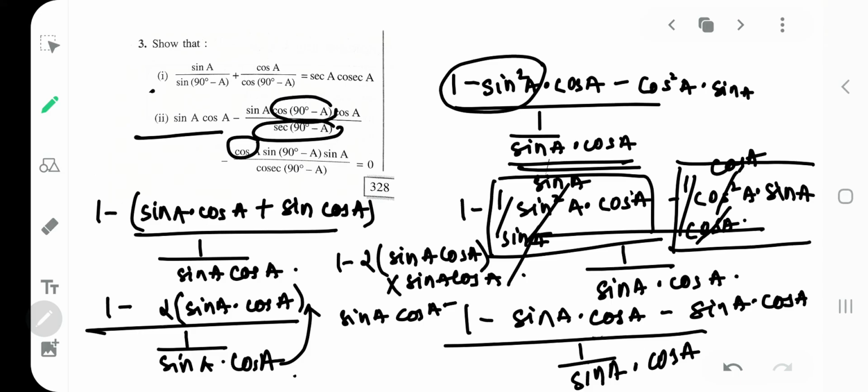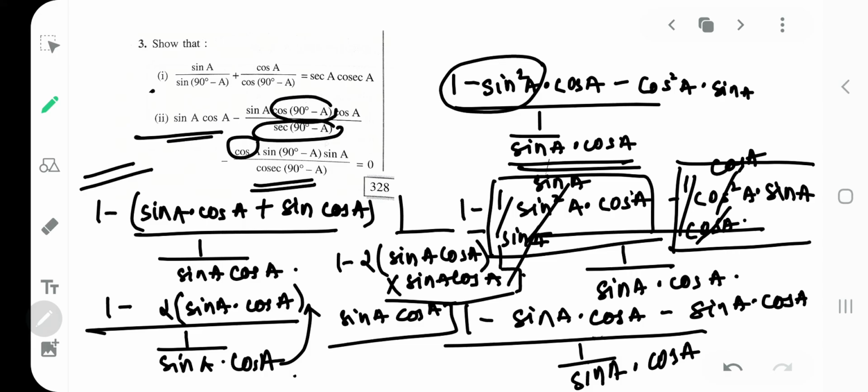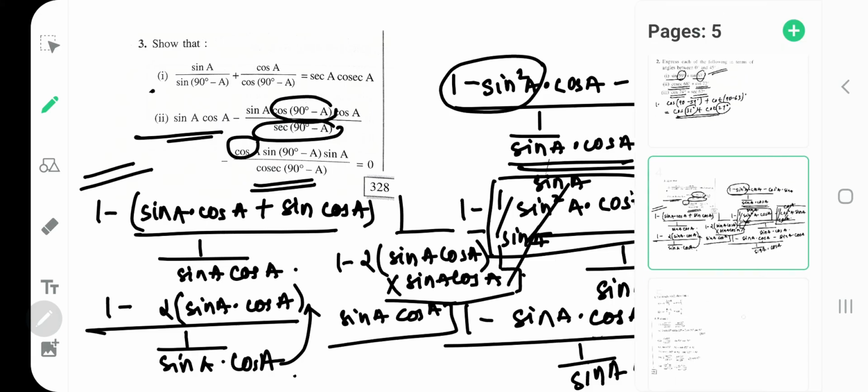I guess I should change the method here. I should not be using this 1 upon sin A because I'm stuck. Okay, give me some time, I'll prove it and give it back to you. I guess I should not be converting cosec and sec 90 minus A to 1 upon cos and 1 upon sin. I'm stuck with that because I'm not getting 0 as the answer. Let me check and I'll give it to you again. For the time being, I'll jump to the next.